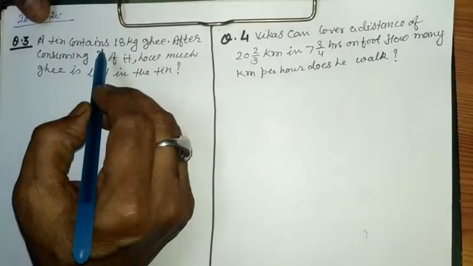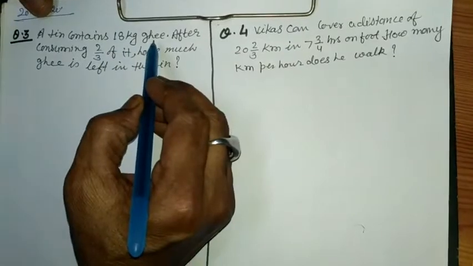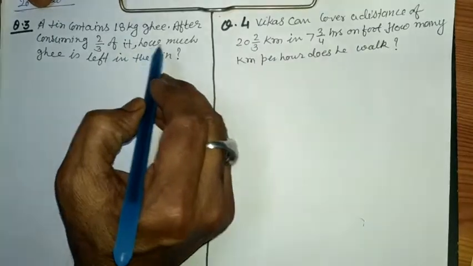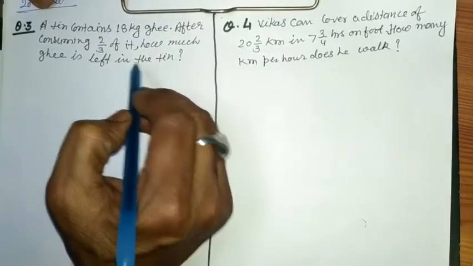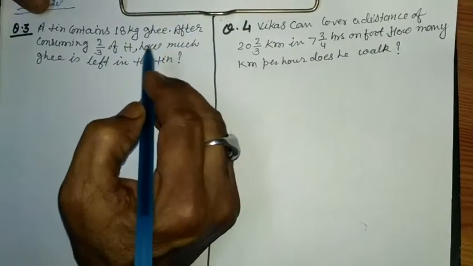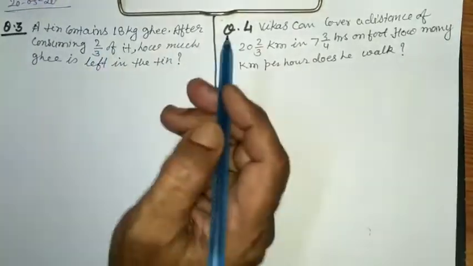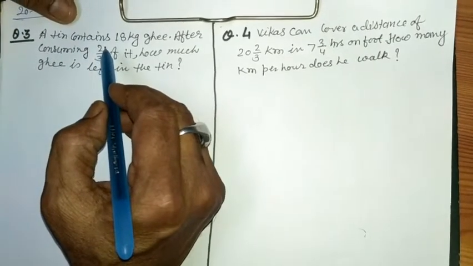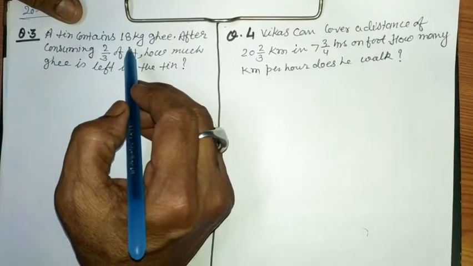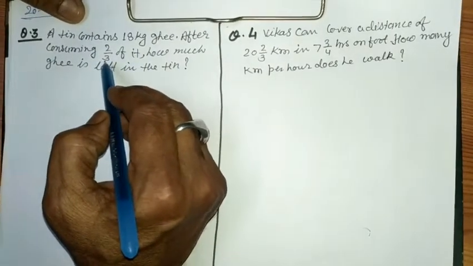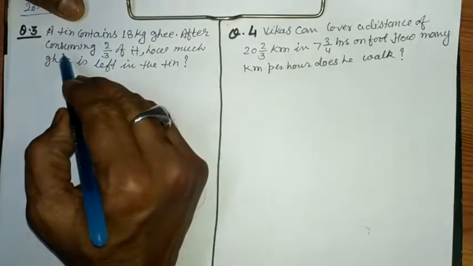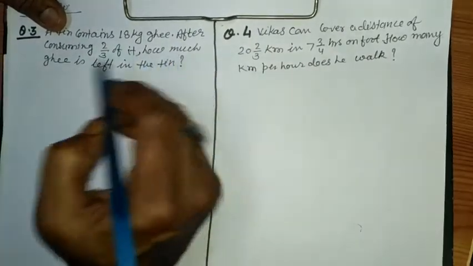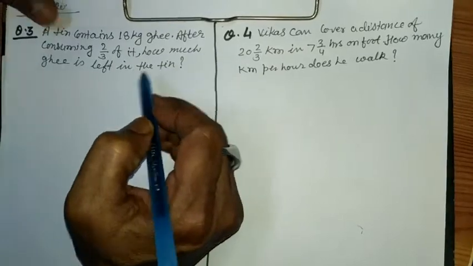A tin contains 18 kg ghee. After consuming 2 upon 3 of it, how much ghee is left in the tin? First, we have to understand what the question is. The question is: total weight of ghee in the tin is 18 kg and 2 upon 3 of 18 kg is consumed, means खर्च हो गया, खा गया. But how much ghee is left in the tin? अब tin में कितना बचा हुआ?